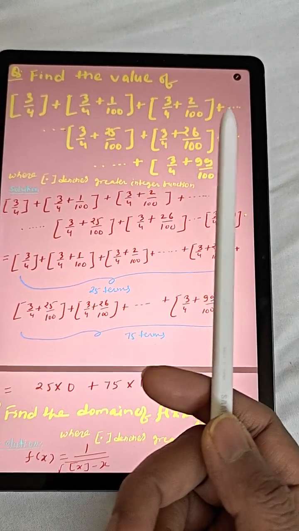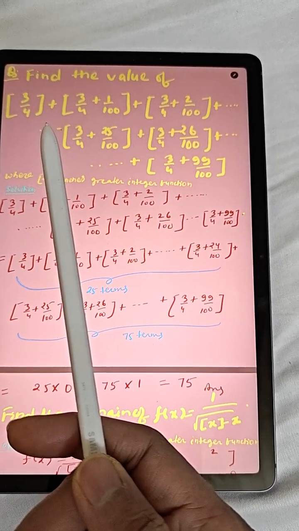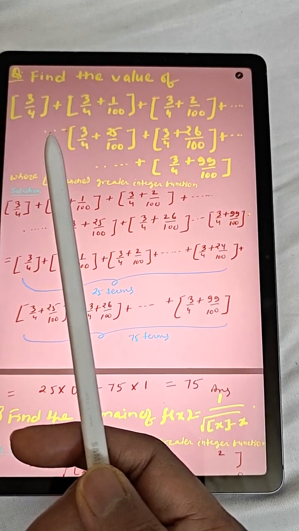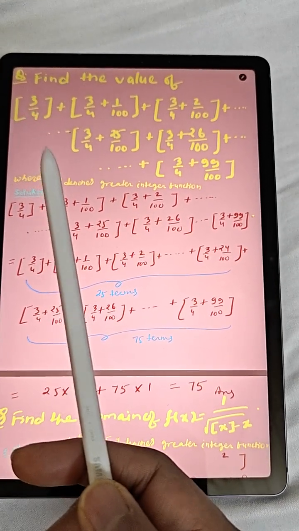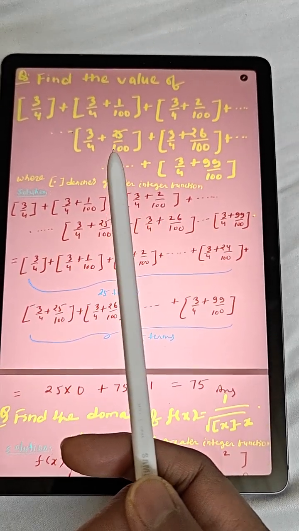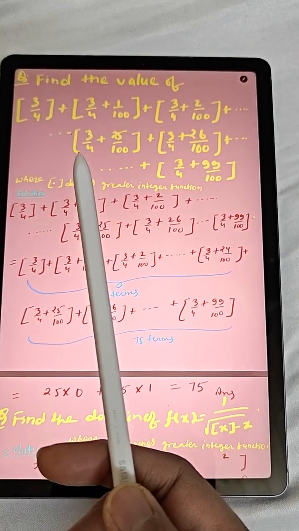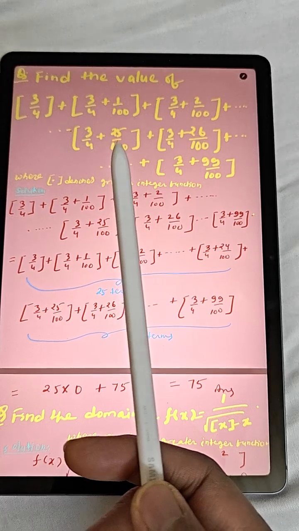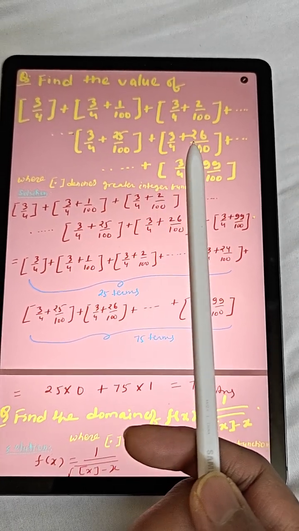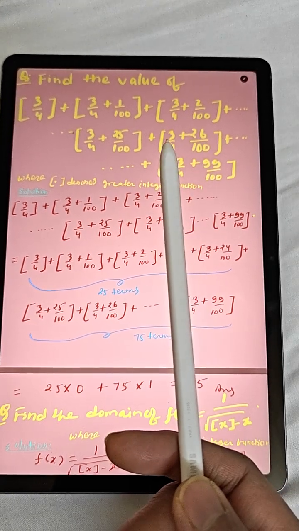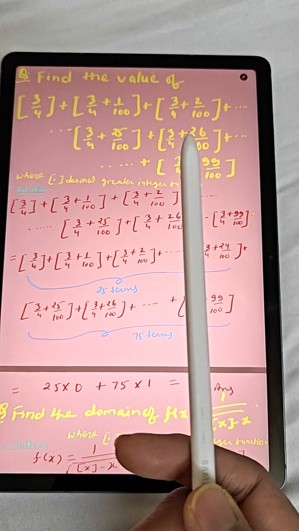So you can see that up to 24/100, up to that term, the greatest integer function value will be 0. Why? Because after that, when 25/100 comes, 25 fours are 1/4, so 3/4 plus 1/4 is how much? 1. So its value will be 1. And after that, it is 1 plus a fractional value, so its greatest integer function value will be 1.